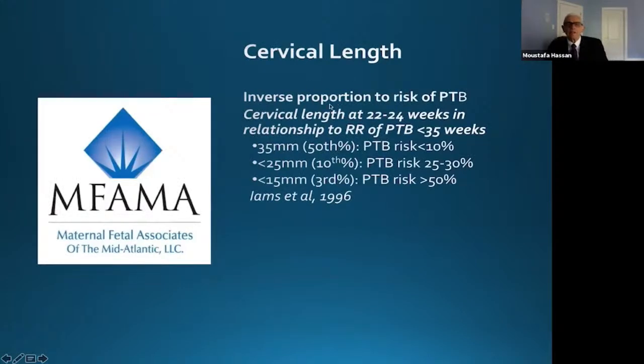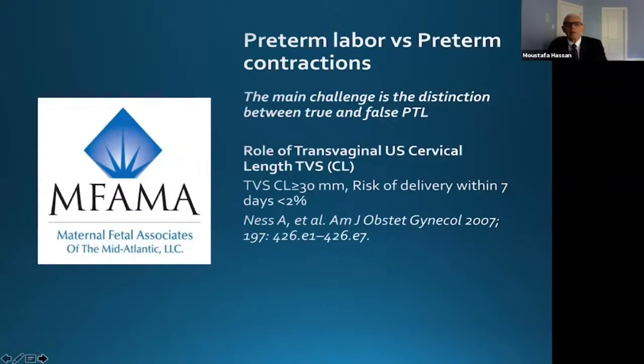Okay, cervical length. We said inverse proportion to risk of preterm labor. And here it is, at 35 millimeters, preterm birth risk is less than 10%. Less than 25 millimeters, preterm birth is about 30%. Less than 15 millimeters, preterm birth is greater than 50%. I think I showed you this slide before. So, if we do a vaginal sonogram and the cervix is greater than 30 millimeters in somebody who's presenting with preterm labor, risk of delivery within 7 days is less than 2%.